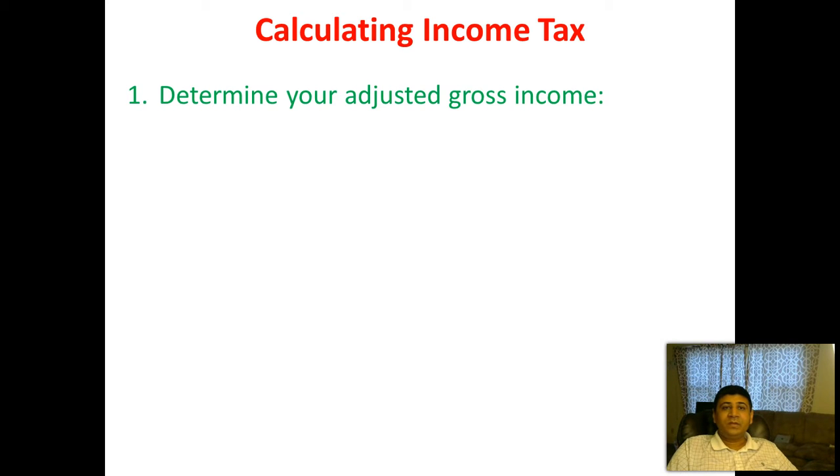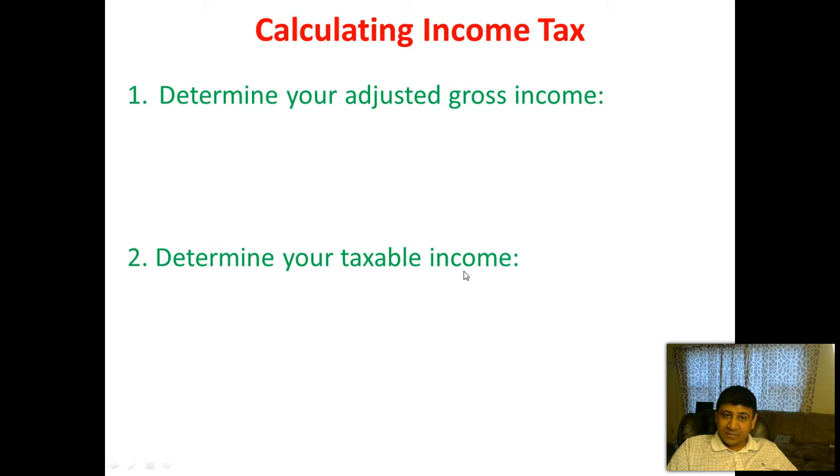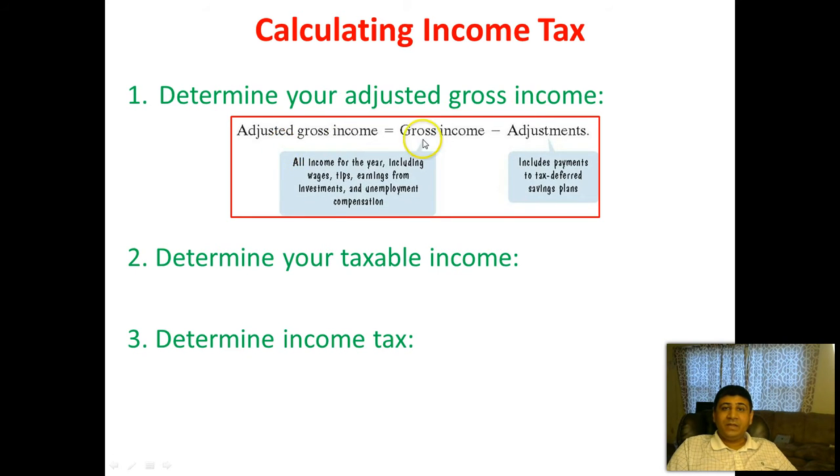There are three steps. First of all, you have to find your adjusted gross income. Then you have to find your taxable income, and then you will calculate your tax, how much you pay. Your gross income is all the income for the year, every single penny you make from every source. That will be your gross income minus adjustments, which includes any tax deferred accounts or any other adjustments like that. The difference of the two gives you your adjusted gross income.